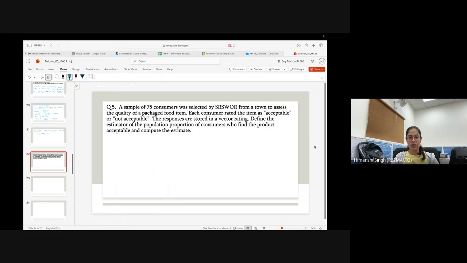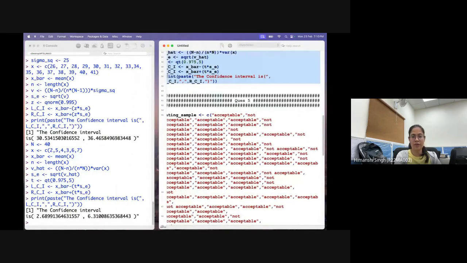So this is the population. First of all, the population is such kind of population, and now we have drawn a sample from that population of 75 consumers. Now the responses are stored in a vector, rating. So the responses of all the consumers are stored in a vector. I have not written that out because it is of length 75, and writing that vector would be very messy here. So I have just created that vector in R.